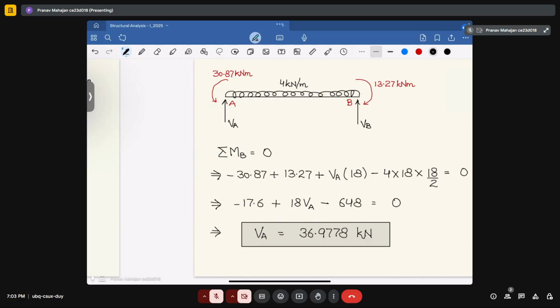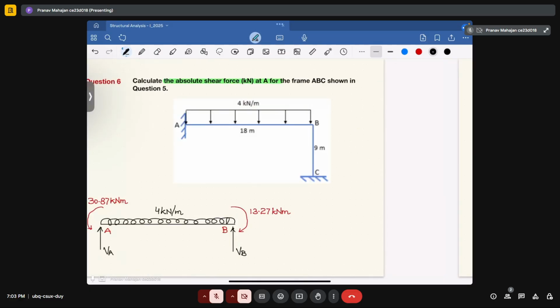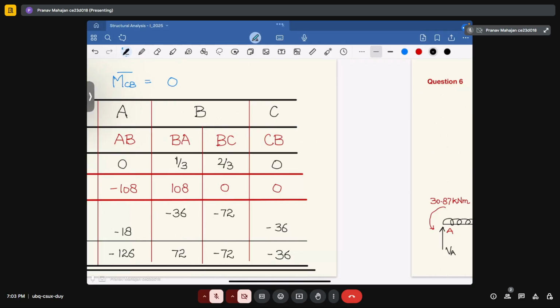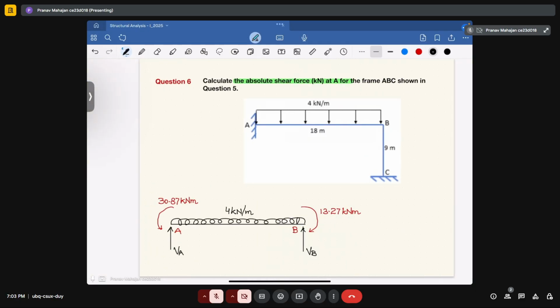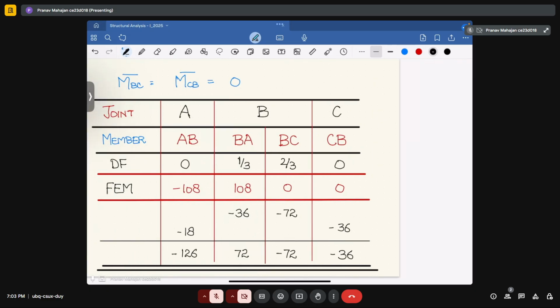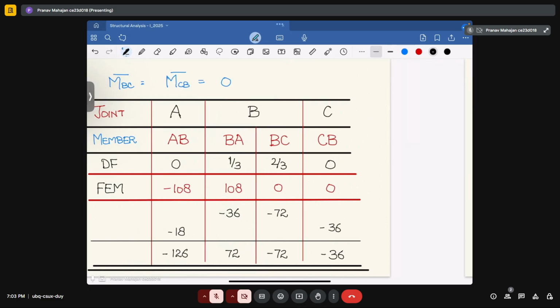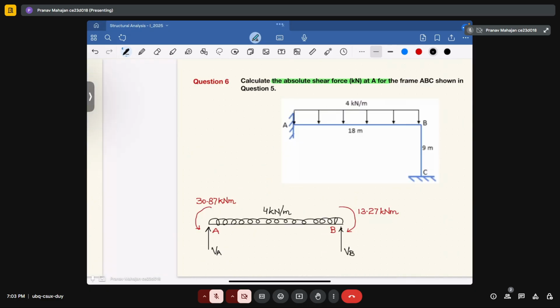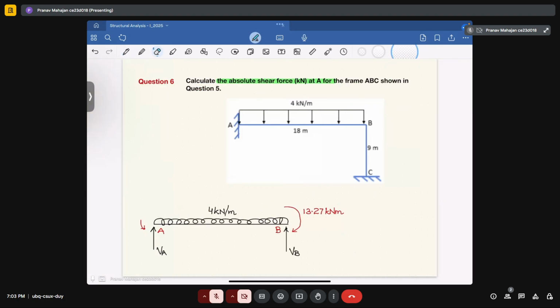Oh, I think I have written the wrong values. Let me check. For A, how have I written these values? All these values are not correct. I think I have taken them from a different source. Let me check. Sorry for the interruption again. So these values are different.